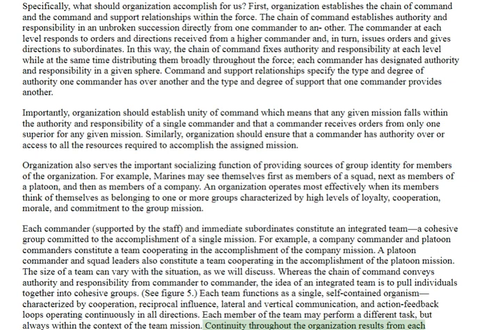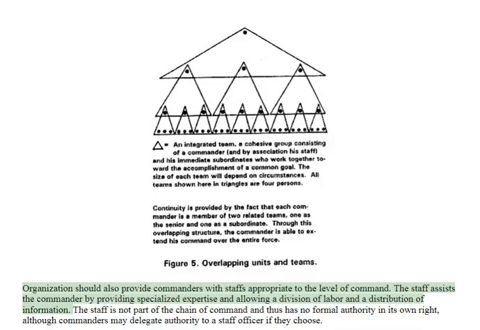Continuity throughout the organization results from each organization also providing commanders with staffs appropriate to the level of command. The staff assists the commander by providing specialized expertise and allowing a division of labor and a distribution of information. The staff is not part of the chain of command and thus has no formal authority in its own right, although commanders may delegate authority to a staff officer if they choose.